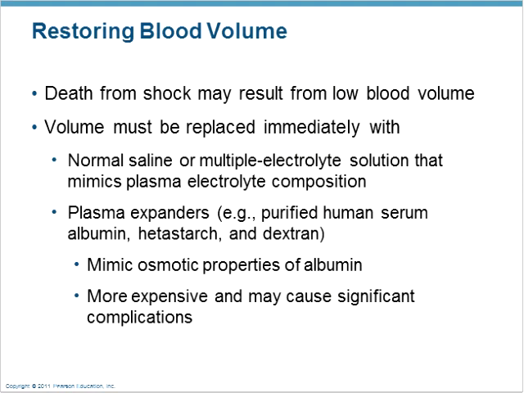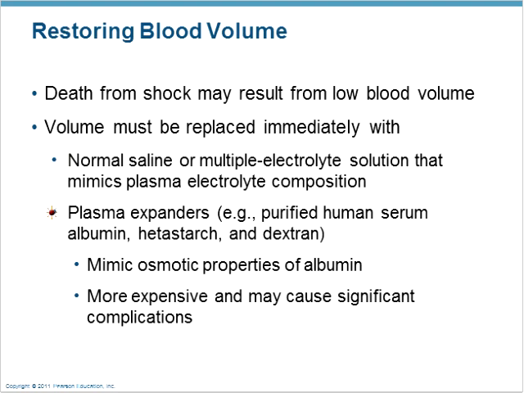We talk about restoring blood volume. We really need to do that because death can come from shock, which results from low blood volume, and the volume has to be replaced immediately. We do that in lots of ways. We use normal saline. Normal saline means isotonic saline. Or we could use multiple electrolyte solutions that mimic plasma electrolyte composition. Ringer's lactate is one of those, and there are lots of others, as well as normal saline.